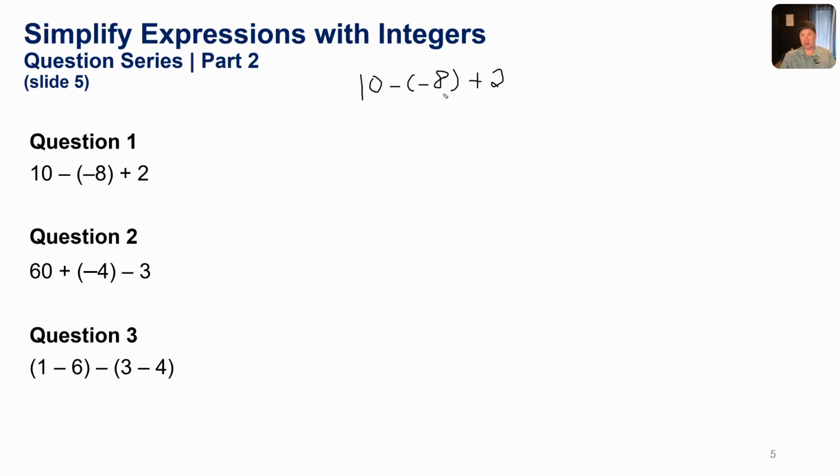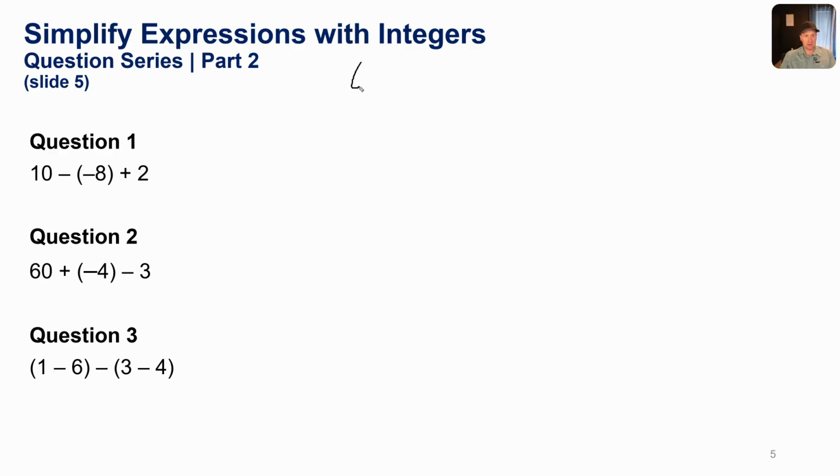I'm subtracting away a negative. In terms of money, this would be subtracting away debt. Well, subtracting a negative is the same as adding a positive. So I could rewrite this as 10 plus 8 plus 2. So 10 plus 8 then is 18 plus 2. And 18 plus 2 is equal to 20. Okay, so 20 is my result for question number 1.